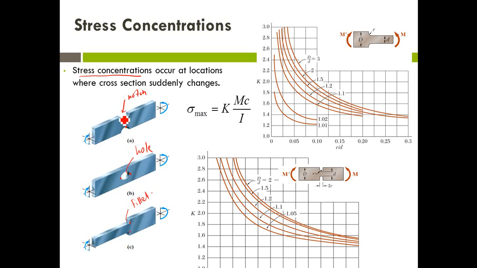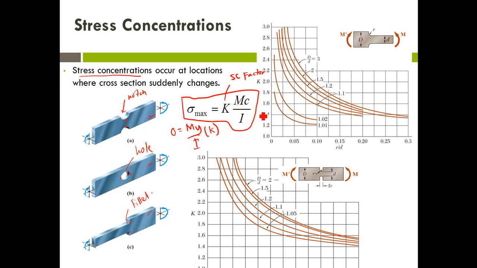So for the case of this beam, if we have a beam with sudden changes in cross section, for example a notch, hole, or fillet, we cannot straight away apply the flexural formula sigma equals My over I. What we have to do is multiply by the factor K. So what is the K? K is called the stress concentration factor.